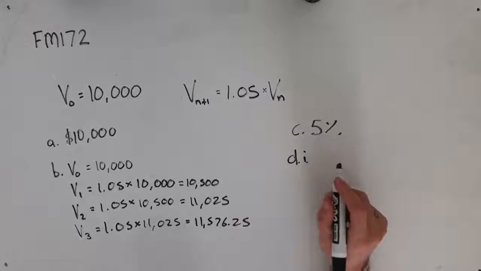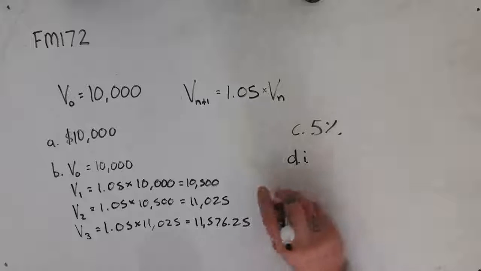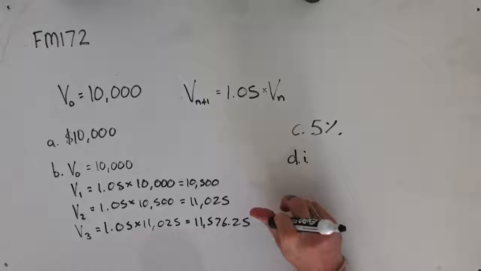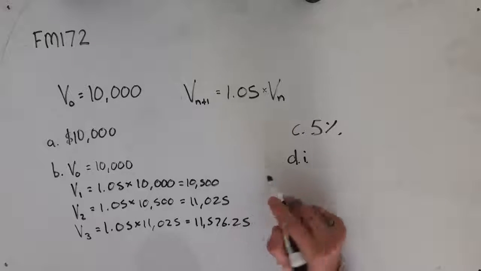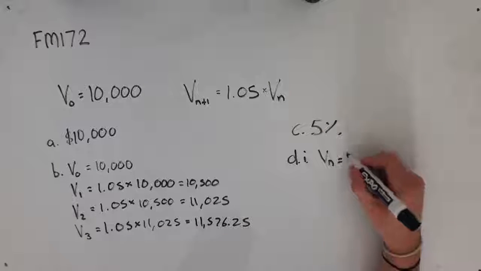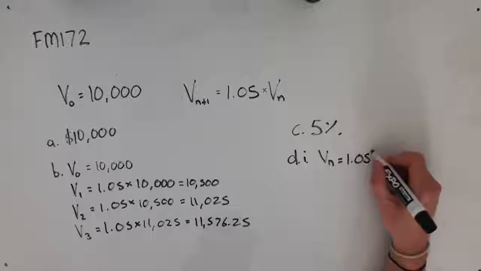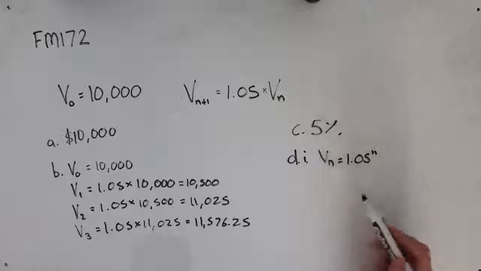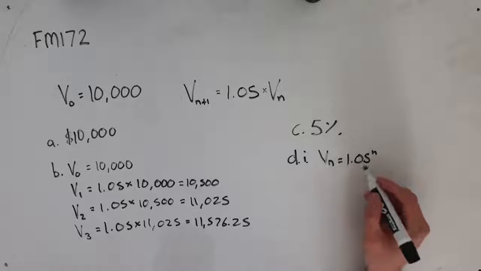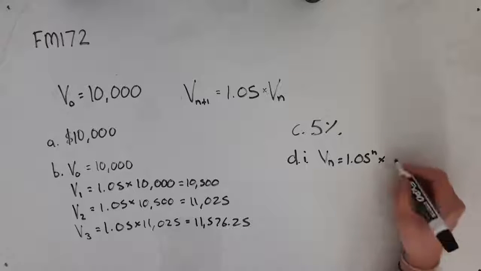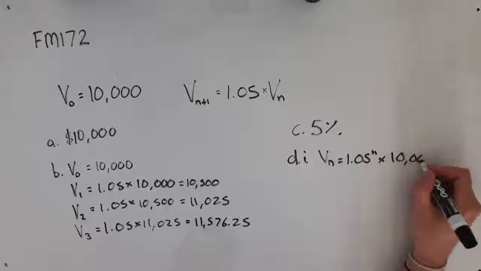Part D. The amount of money in the account after n years, Vn, can also be determined using a rule. Part I says, complete the rule below by writing the appropriate numbers in the boxes provided. So here, you should have something along the lines of Vn equals 1.05 to the power of n. So our r from our recurrence relation can be used as r in our rule. So Vn equals 1.05 to the power of n times our initial value, 10,000.